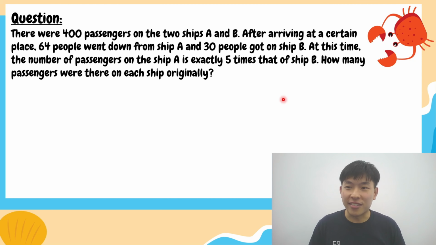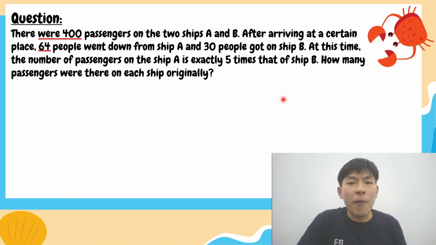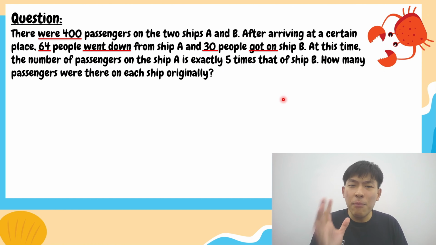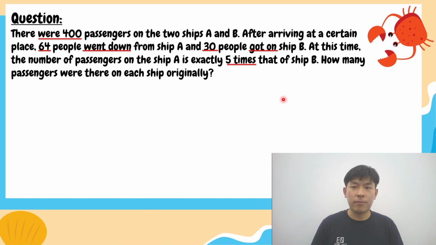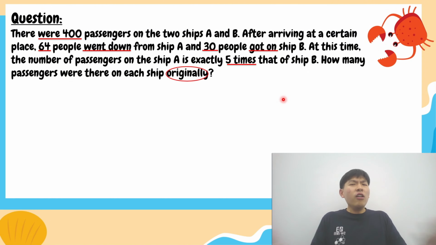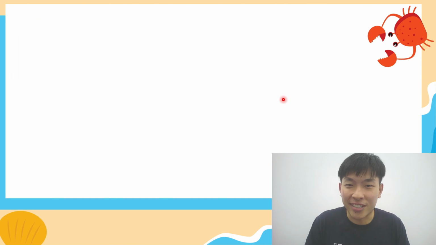First, let's read the question. There were 400 passengers on two ships A and B. After arriving at a certain place, 64 people went down from ship A and 30 people got on ship B. Now at this time, the number of passengers on ship A is exactly 5 times that of ship B. How many passengers were there on each ship originally? Now how should we approach this problem? There's 400, there are also changes and also 5 times. So complicated. Now let's first look at a very simple question.